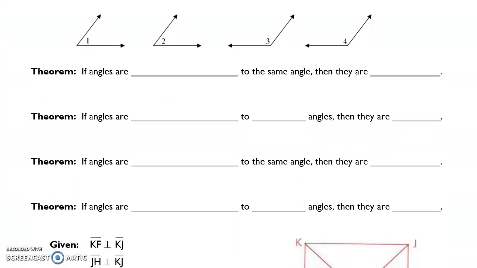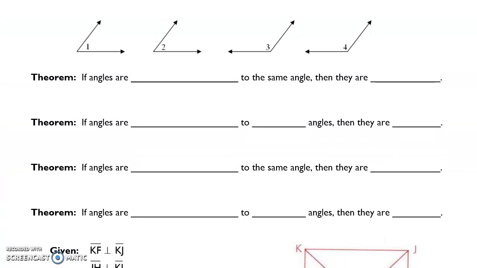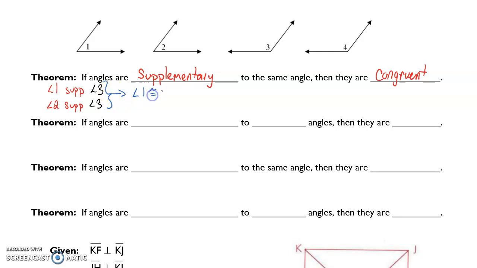Next, I want to talk about some theorems, and this is going into section 2.4. The first one is about supplementary angles. It says that if angles are supplementary to the same angle, then they are congruent. So if angle 1 was supplementary to angle 3 and angle 2 was supplementary to angle 3, if that was known or proven or given, we then could conclude that angle 1 was congruent to angle 2, since they're both supplementary to the same angle.